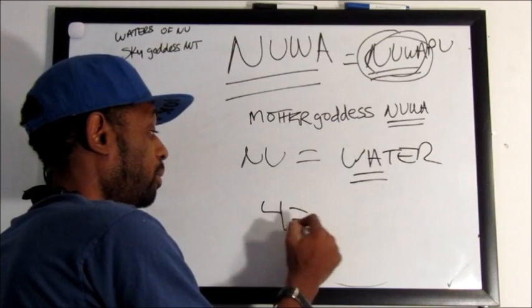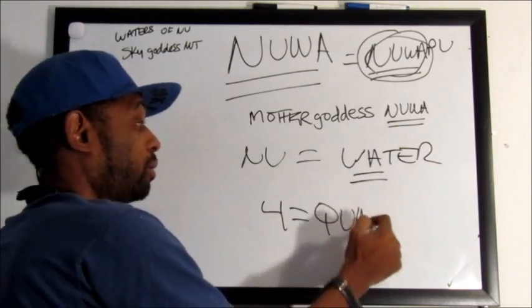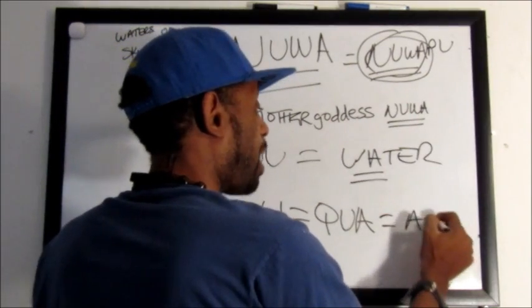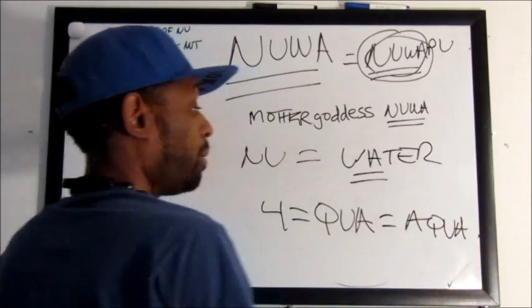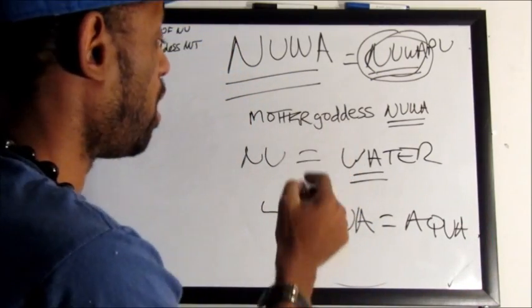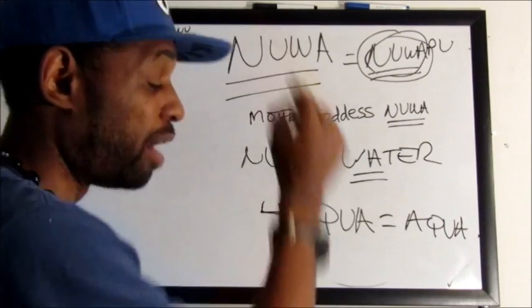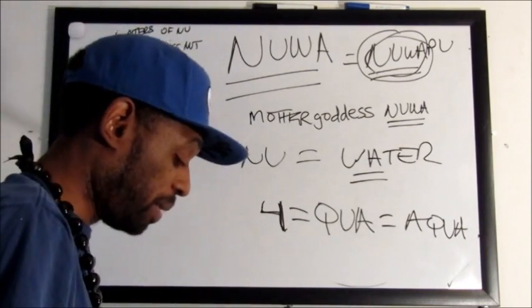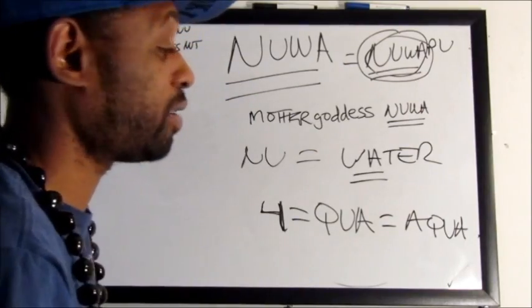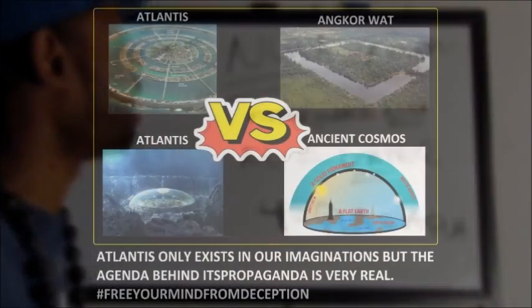Remember, 4 is Kwa, and 4 is Aqua. Because the waters above and the waters below resides at the foundations above and below. All right, people? The ancients put this cosmology into all the architecture and everything.